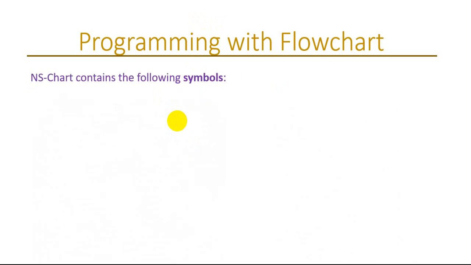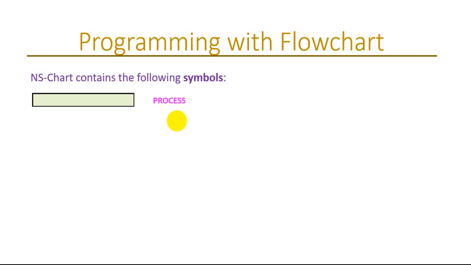So let's look at the NS chart. The NS chart has only a few symbols. One is for process. This is the main symbol. This is where you put your start, your end, like what we saw in the other flowchart, plus anything you want to do in the program. You can write inside this: do this, do this, do this, do this, all that. So we will see examples.